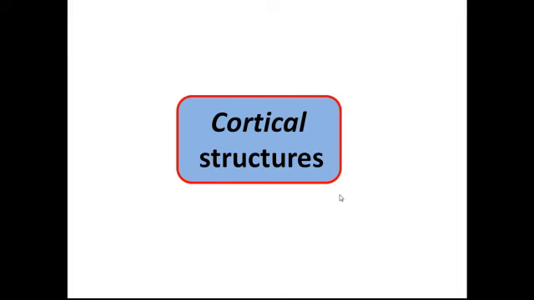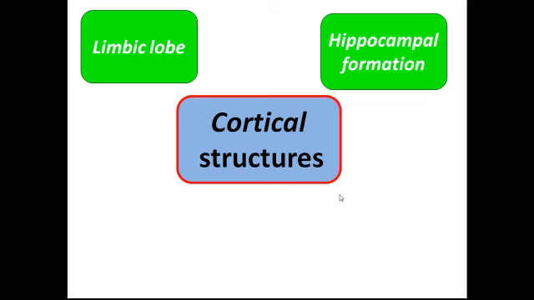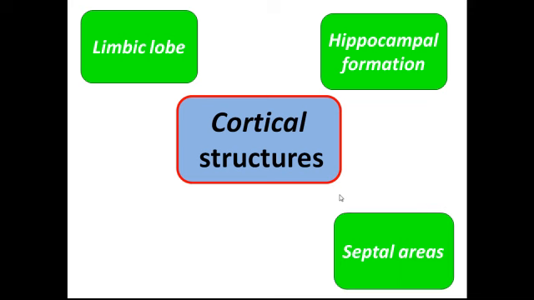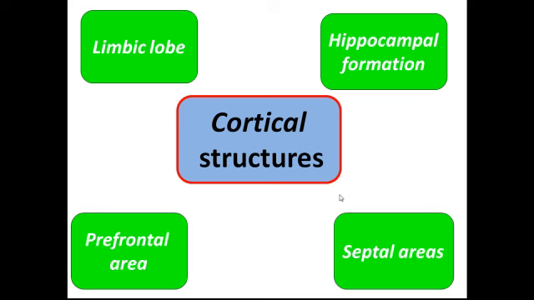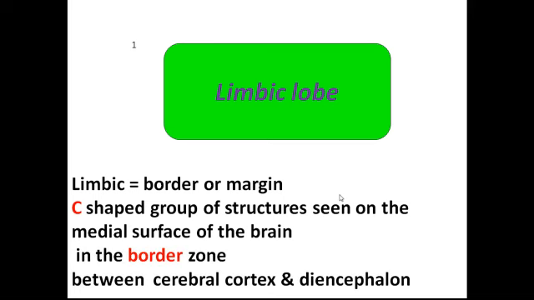What are the cortical structures that help to form the limbic system? The limbic lobe, hippocampal formation, septal areas, and the prefrontal area. We will start with the limbic lobe. The word limbic means border, and the limbic lobe is formed of a C-shaped group of structures seen on the medial surface of the brain, separating cerebral cortex from diencephalon.